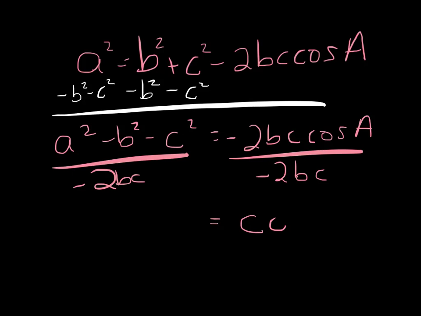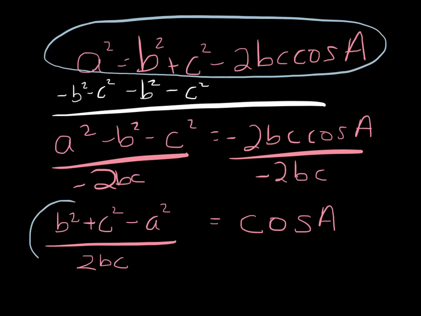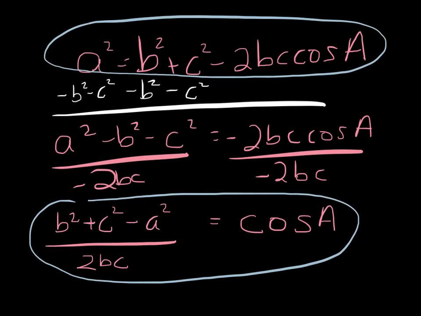On this side we've got cos A, which is great. On the other side, I'm going to take this negative and distribute above, so that we've got a positive b squared plus c squared minus a squared over 2bc. Now it's helpful to know both versions. This is good when solving for a side. This is good when solving for an angle. But regardless of which one we use, we should get the same answer.